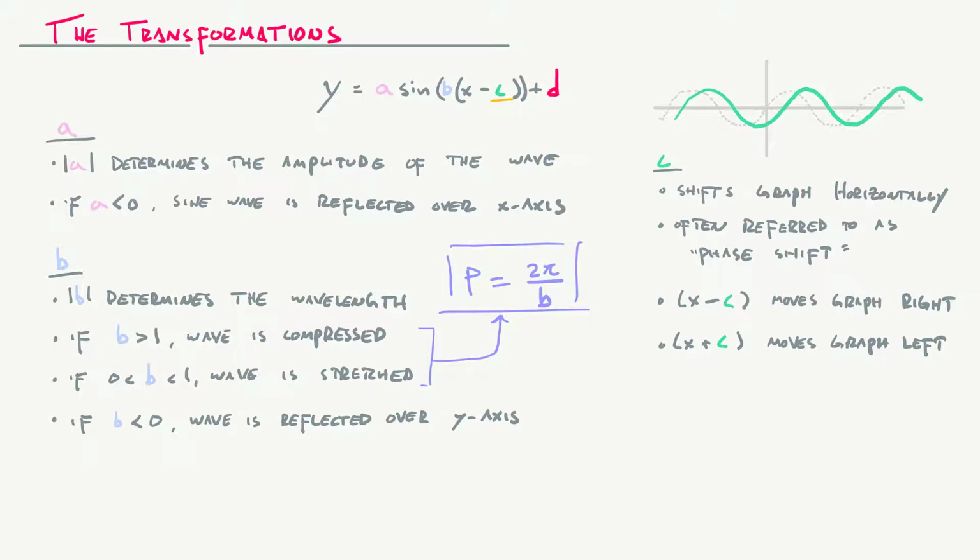C and D take care of the shifting. C shifts the graph horizontally. It's oftentimes referred to as the phase shift. And one of the things that we saw was that things are moving counterintuitively. So x minus c actually shifts the graph to the right because you're delaying when specific y values would happen, whereas x plus c advances things. So things happen before their time. So that shifts the graph to the left.